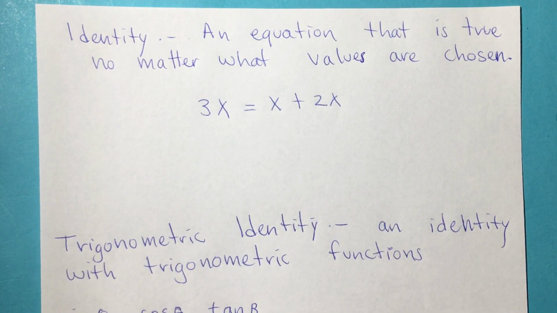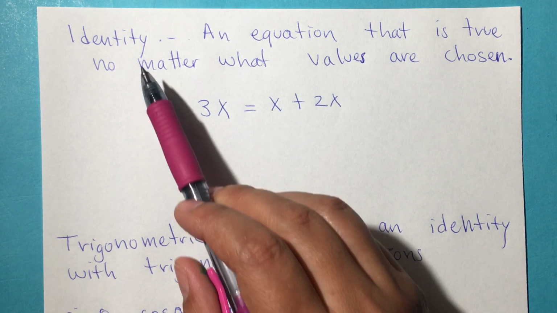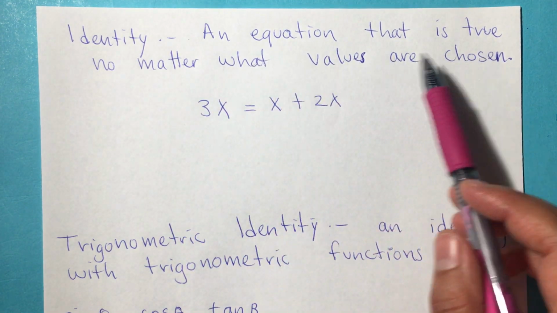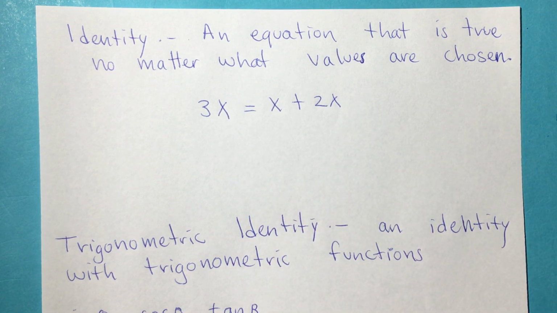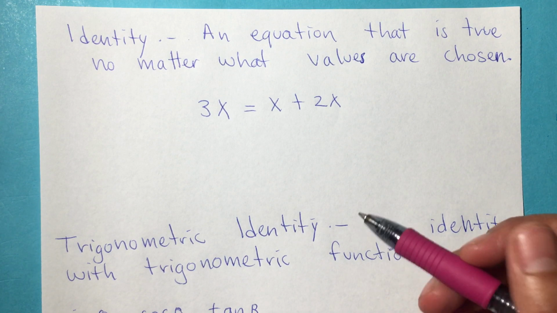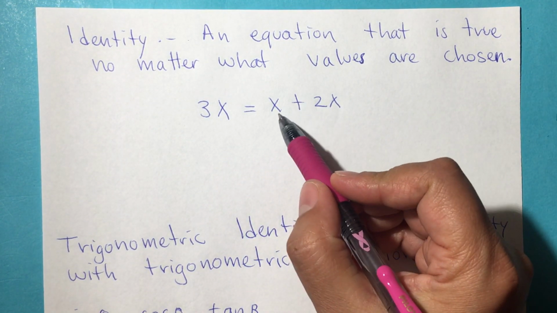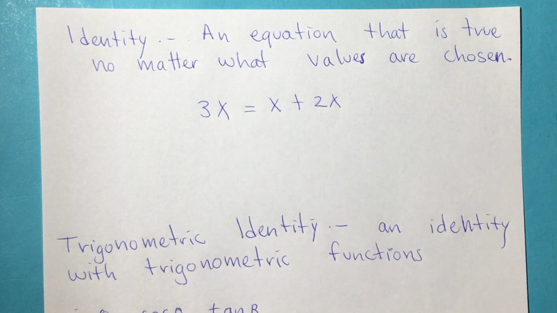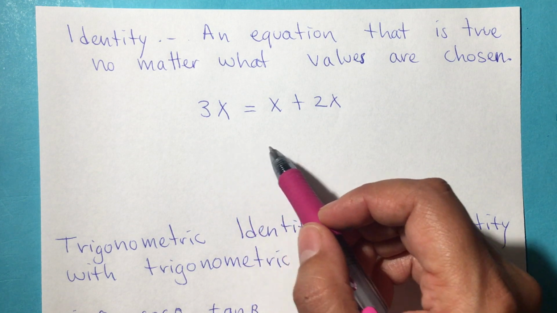Before we continue, let's define identity and trigonometric identity. An identity is an equation that is true no matter what values are chosen. I know that this is very simple, but that's so that we can really understand what it means. These don't look exactly the same, but we can see that x plus 2x is 3x. So yeah, it makes sense. And when you simplify it, it does come to 3x equals 3x.